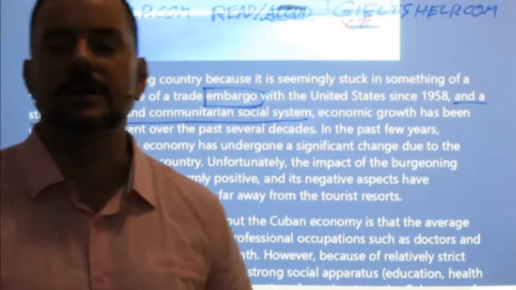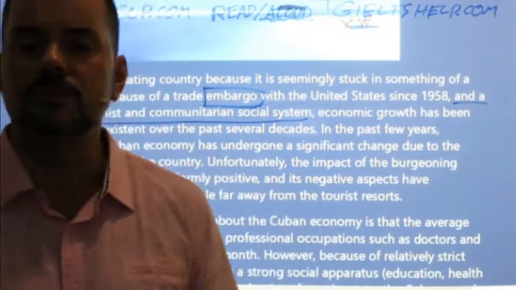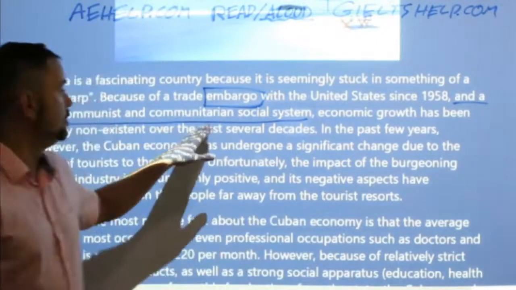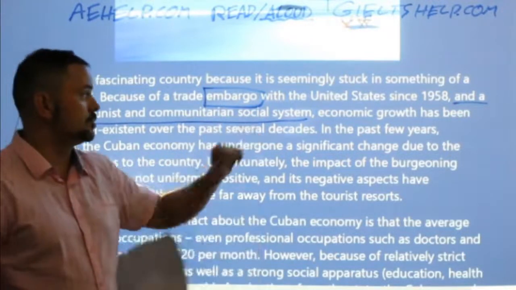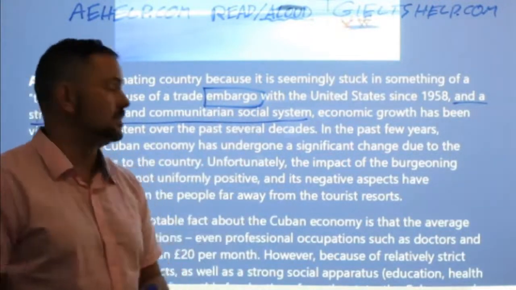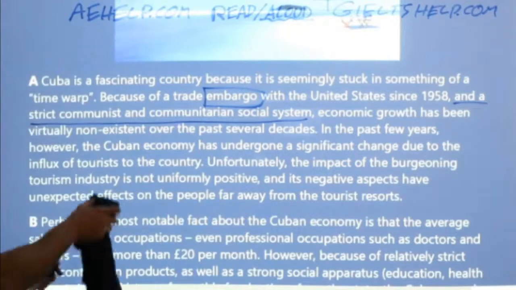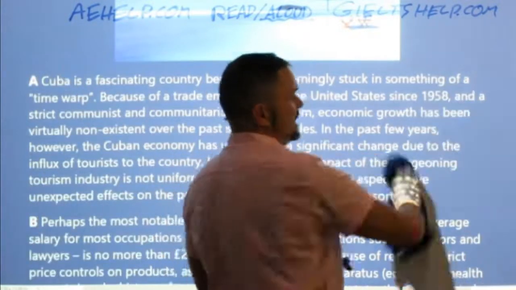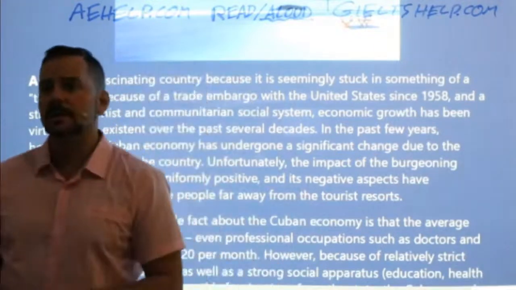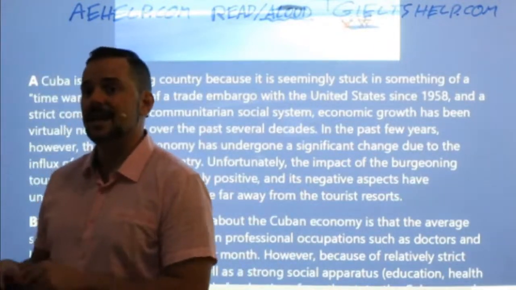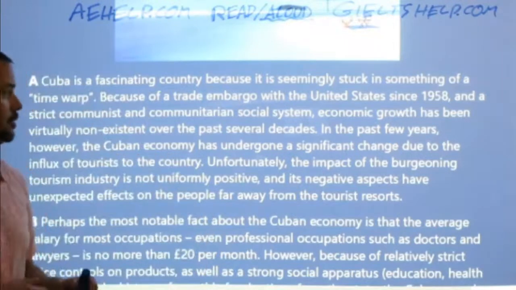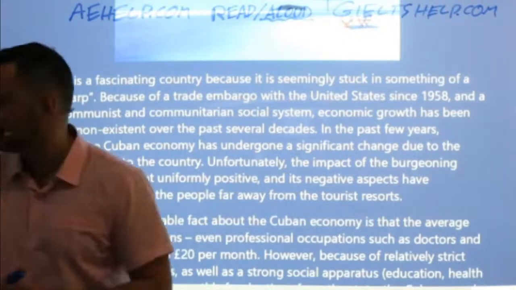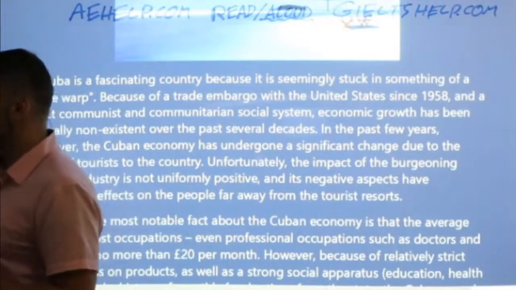And Firdavs picked that up. Firdavs says it's the social infrastructure of communism and communitarian social system where everybody's working together. Yeah, absolutely. So those are the reasons the passage gives for the economy staying the same. Okay. Tourism has been changing the economy. Okay. It's very clear.